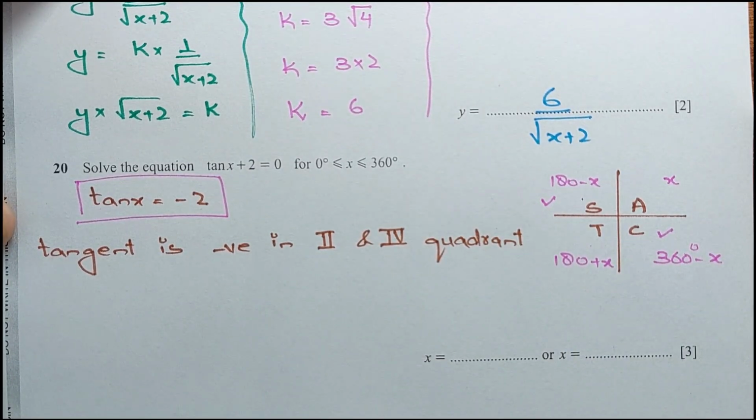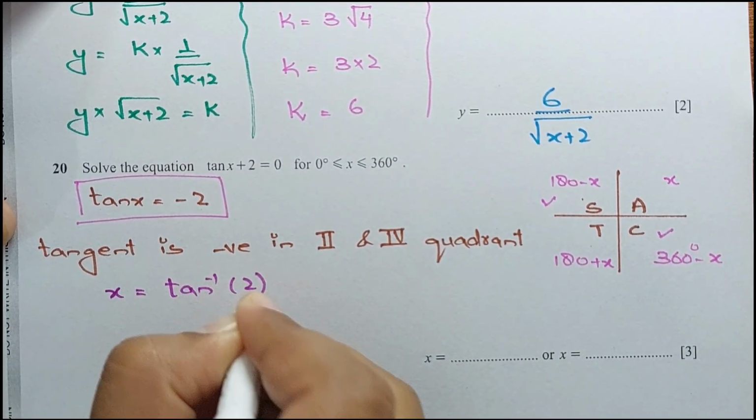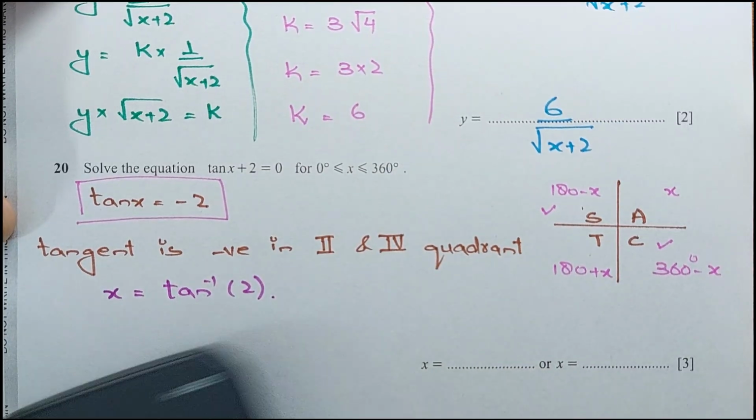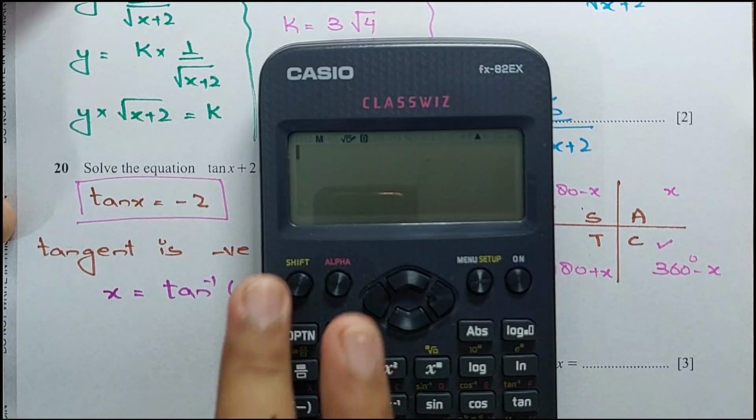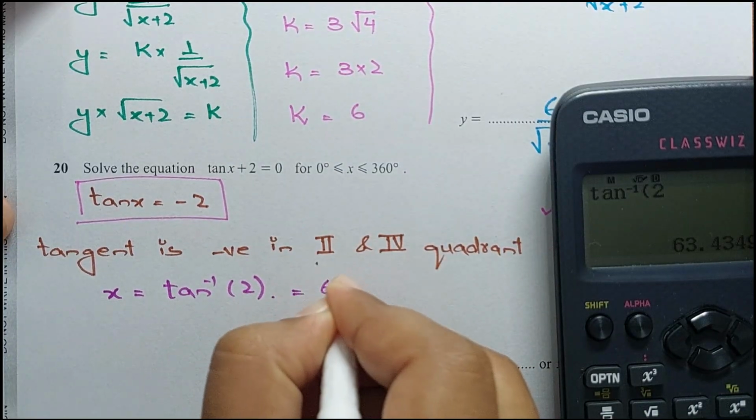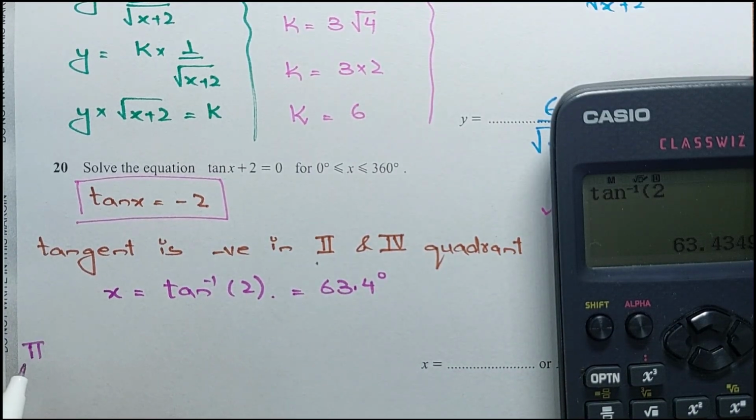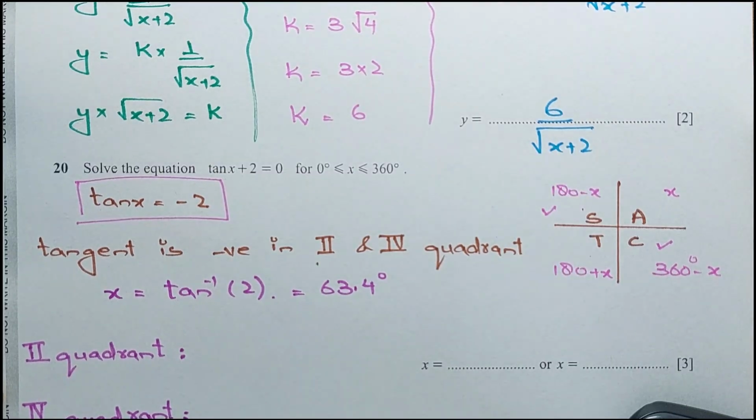Now let me figure this out. So now x would be equal to tangent inverse of 2. We are taking the positive value. It is in degrees, so your calculator must be in degrees, not radians. Keep it in mind. Tangent inverse of 2 is 63.4 degrees. Since tangent is negative in the second and fourth quadrants, let me figure out these two values.